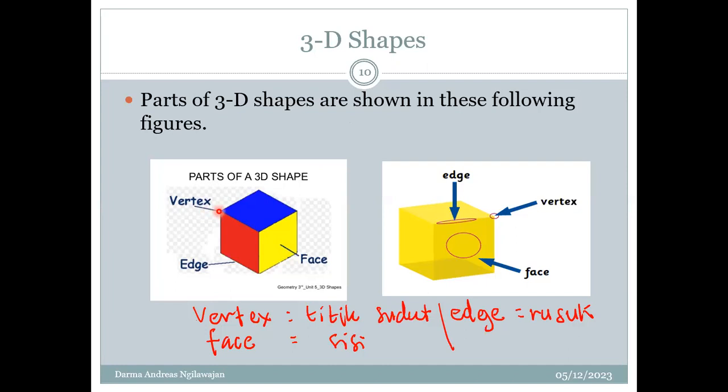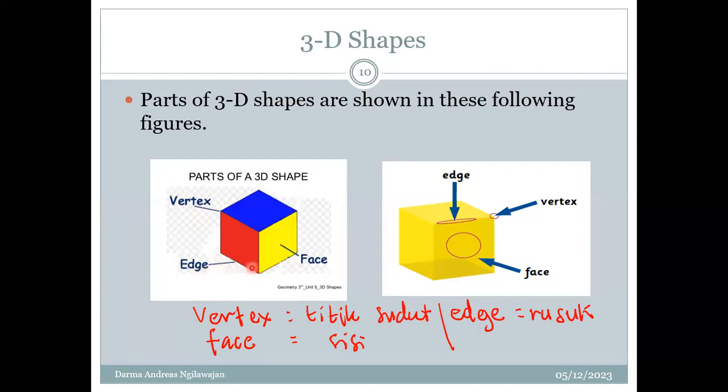Okay, vertex, vertex. What is the meaning of vertex? Titik sudut ya. Yes, sure. Edge. This part is edge. Rusuk, edge. In 2D shape, we call it side. Kalau di bidang datar kita gunakan istilah side, sisi. Tapi kalau untuk bidang ruang, we use edge.